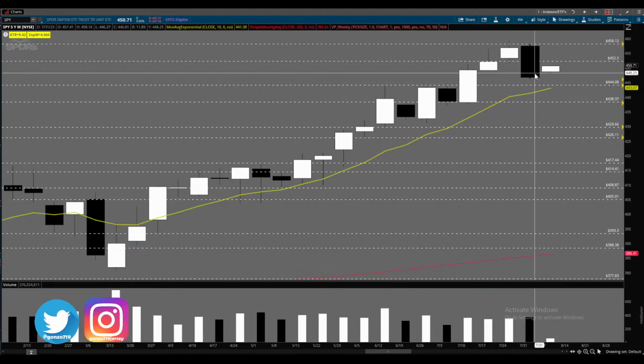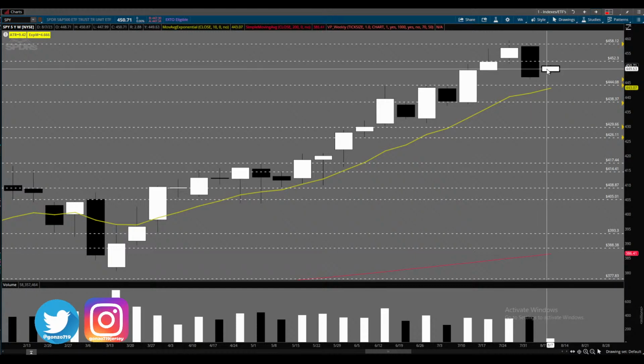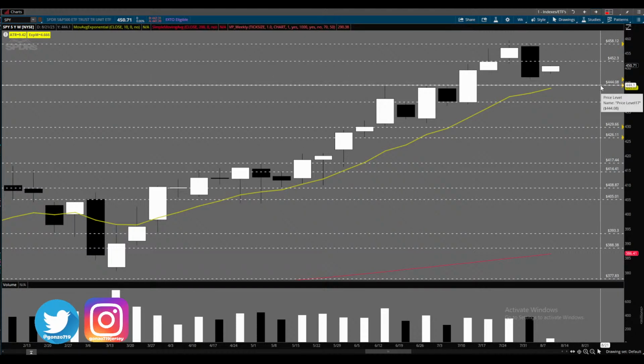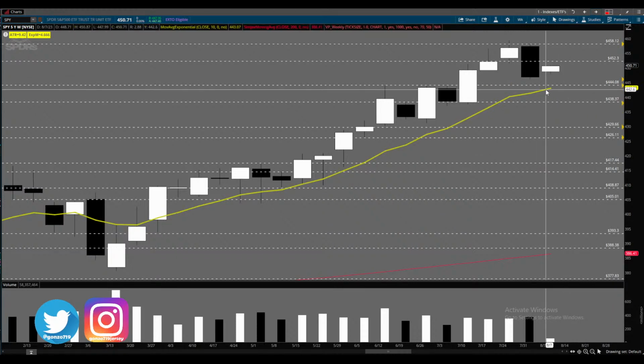We still haven't taken out last week's lows. Where are we at? 447.30. We're close to last week's lows now. Keep in mind the 10-week EMA, that is at 443. There's a key support level, was resistance, could turn into support, 444. This is probably where we're going to tag if we go lower.